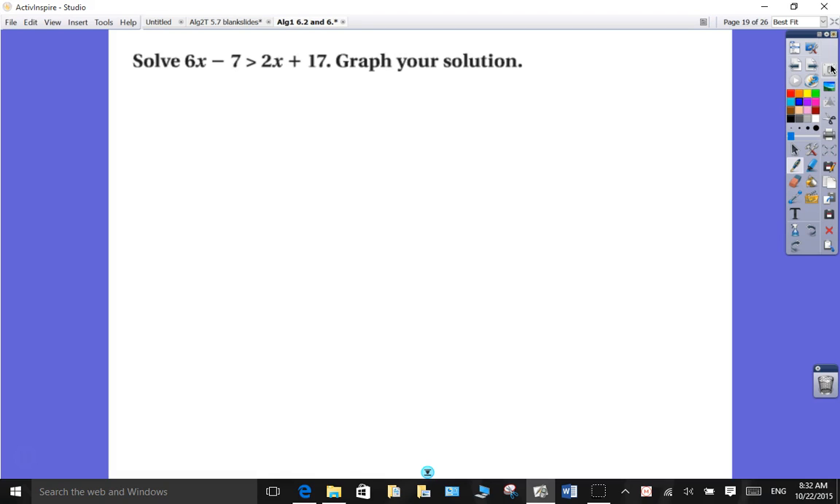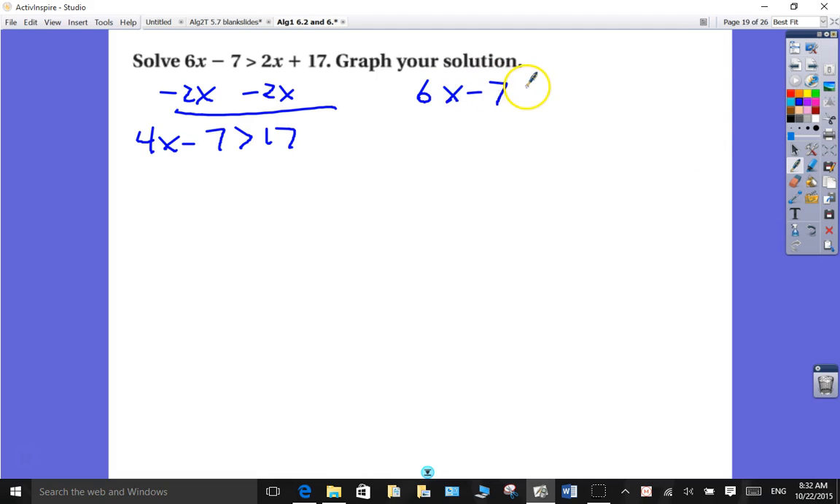I mean, this is actually the perfect place to see why we recommend to do that. So if I do that, I'm going to get negative 2x, and now I have 4x minus 7 is greater than 17. Now, if I would have done the opposite, right? Quiet, please. 6x minus 7 is greater than 2x plus 17. And let's say that I subtract 6x from both sides.